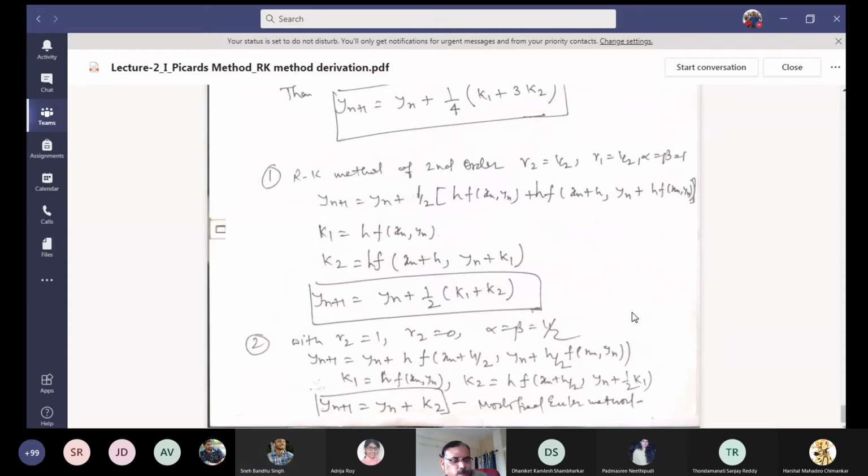Okay. Now, one thing you have noticed, what we have done, that you must understand. What we have done? We have written yn plus 1 in terms of yns. We have written the right hand side also in terms of yns. Everything on both sides, left hand side and right hand side, we have written in terms of yns. Is that clear?